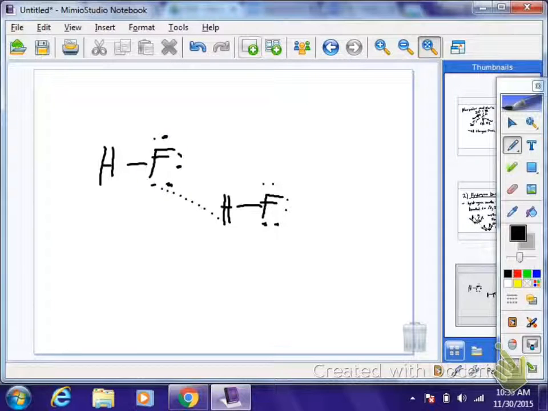H is bonded to F. So we got that. That works. And now H will be attracted to that unshared pair of electrons. Okay? Do we have hydrogen bonding here? No. Is there hydrogen bonding? No, because it has to be bonded to F, N, or O. So that doesn't fit the requirement. So we don't have it there.